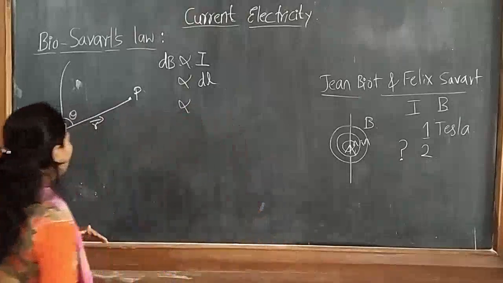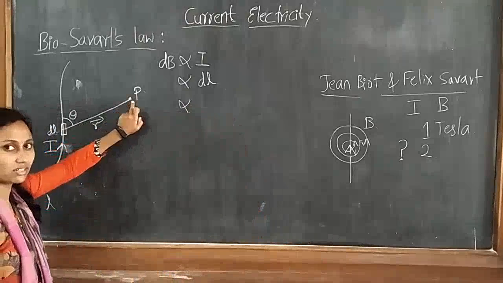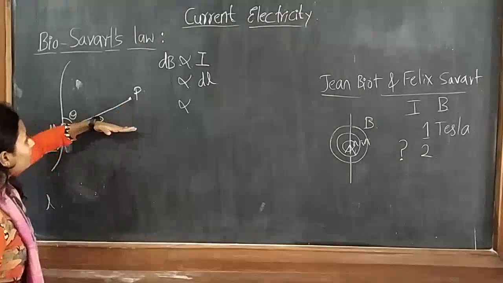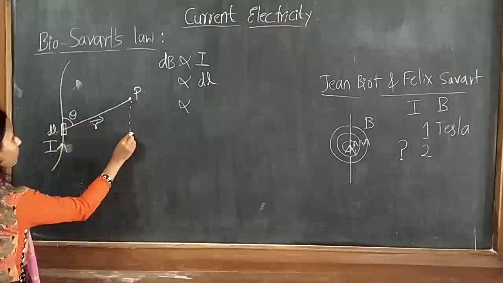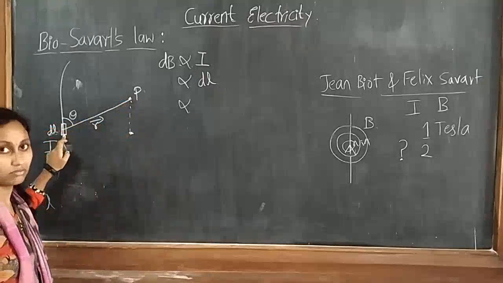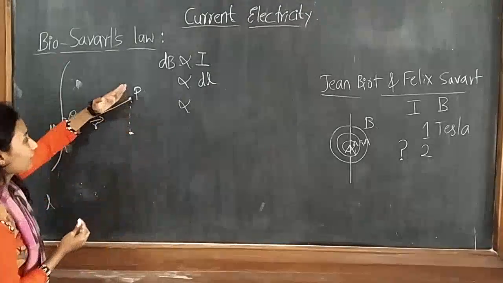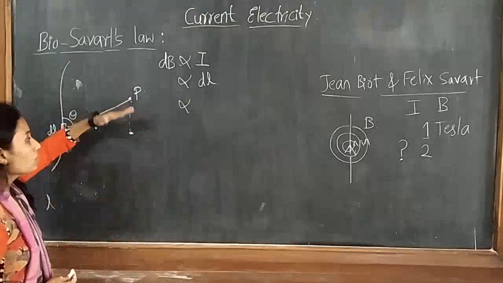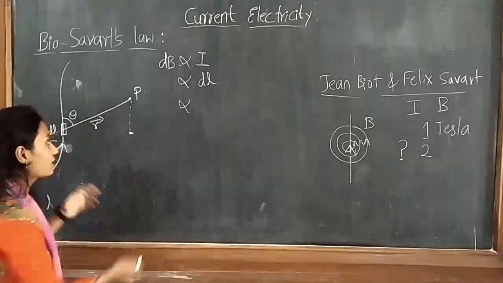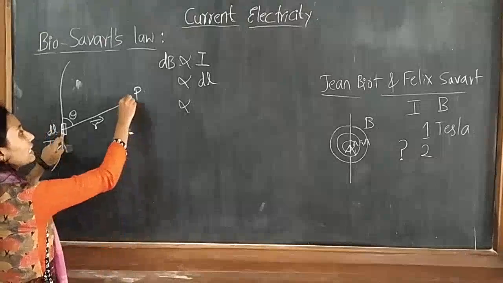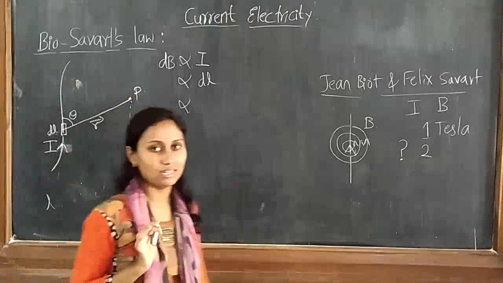As I said earlier, the point has a certain specification. Suppose the point is here. At that time it is nearer to dl, the length element. As it is moving like this, the angle goes on increasing, isn't it? So as the angle increases, what is happening? The magnetic field goes on decreasing and decreasing.